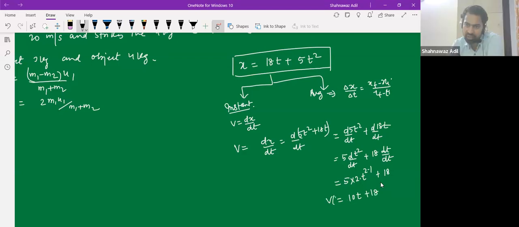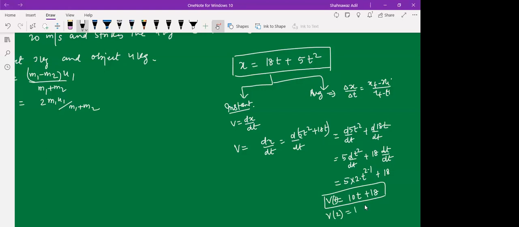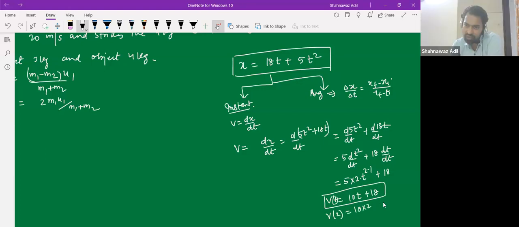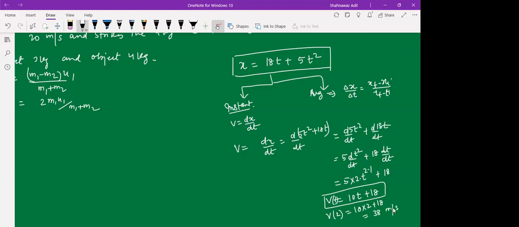right? This is v as a function of t. And we have to find out the velocity at 2 seconds. So 10 into 2 plus 18. So this is 20, so 38 meter per second, right? Understood, Ilham? Yes, sir. Thank you, sir.